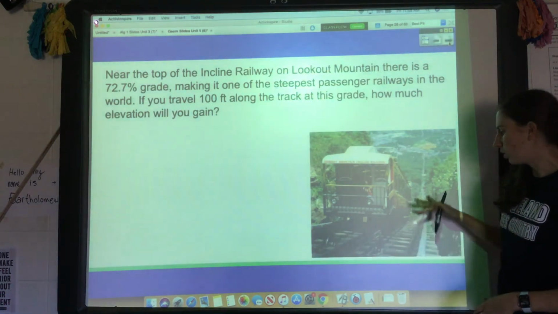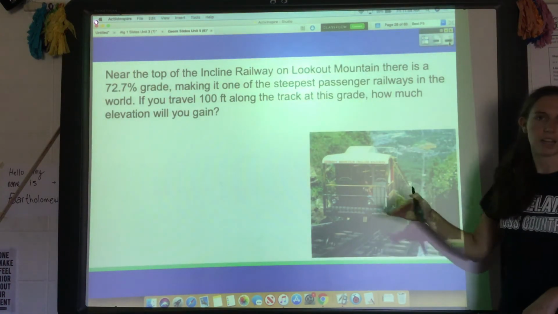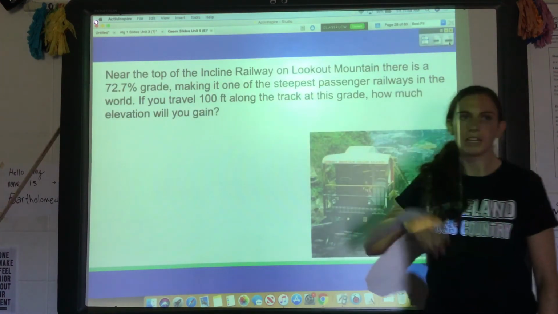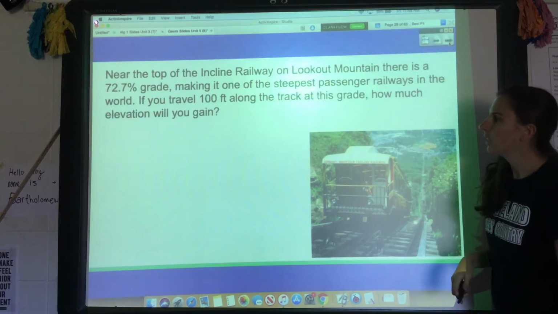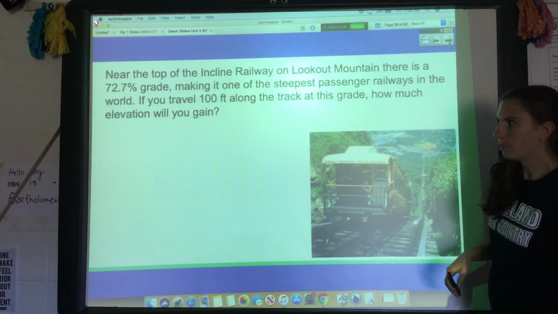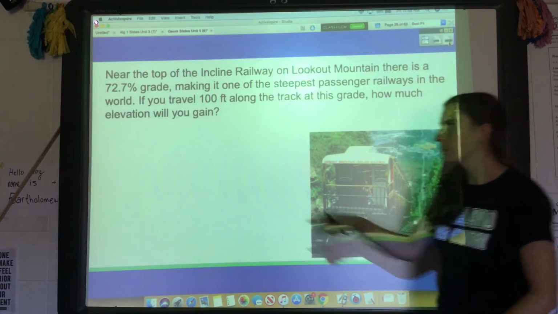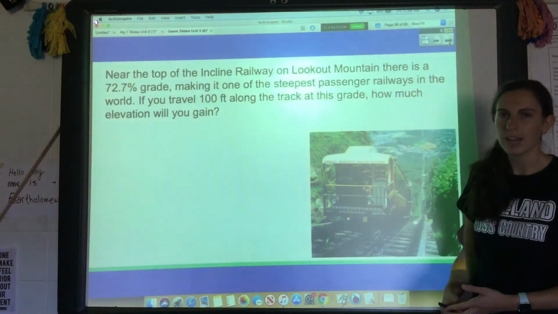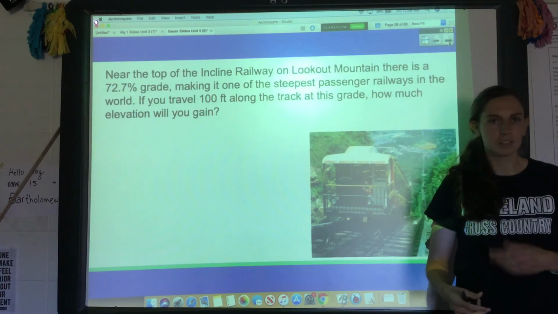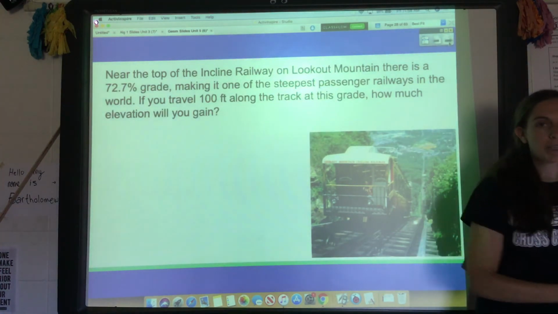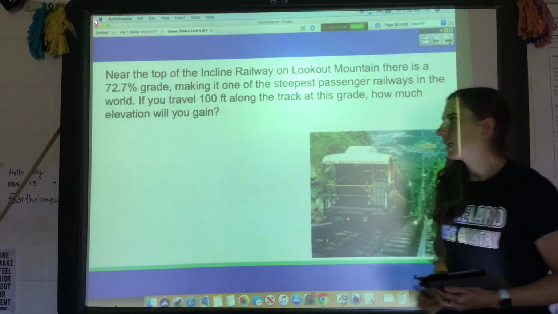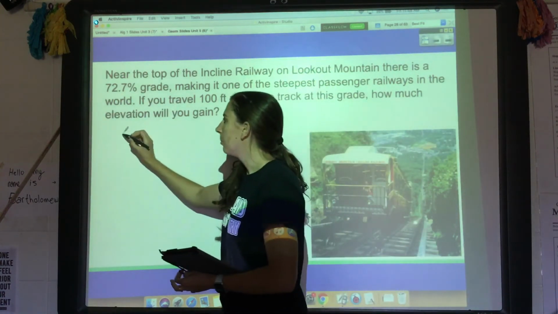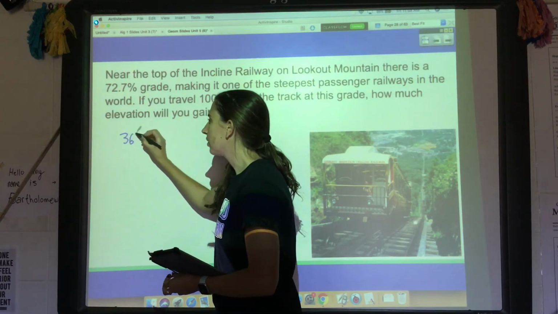Obviously the whole track is not that steep, it's just the very top part. So that's why I said if you were going 100 feet at that grade. So, couple things. First of all, percent grade is not the same as degrees. There's a conversion factor that you can look up online. I actually had to go look it up, but it's typically about half. So for example, 72.7, cut that in half, it's about 36 degrees.